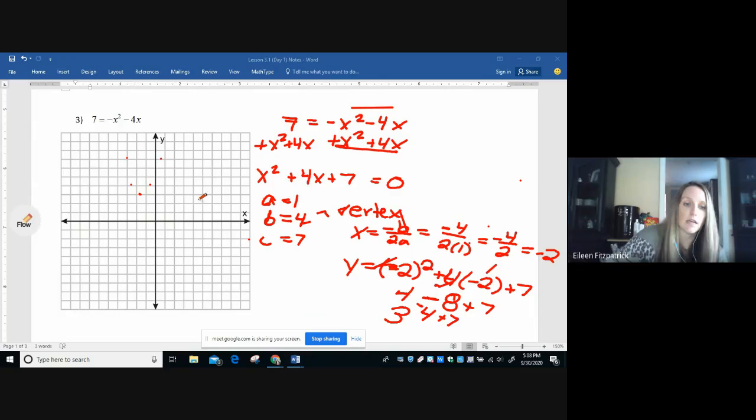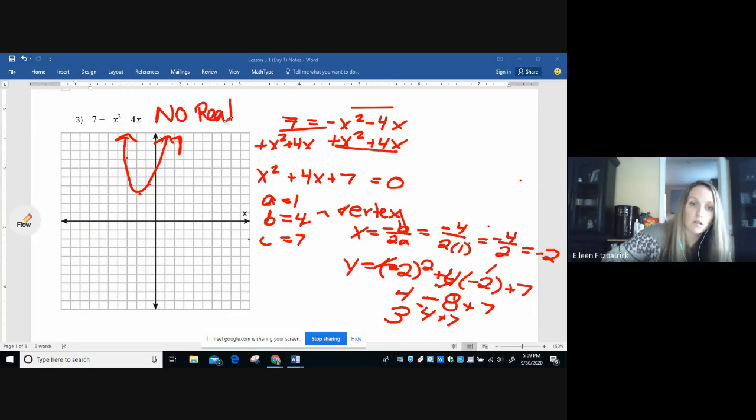Okay, as you can see, this parabola sits up here. And is it ever going to cross the x-axis? No. So that means that there are no real solutions. No real solutions. So if your parabola doesn't cross the x-axis, there are no real roots. We're going to talk about imaginary roots later on, but for now, you can answer the question by saying there's no real roots. All right.